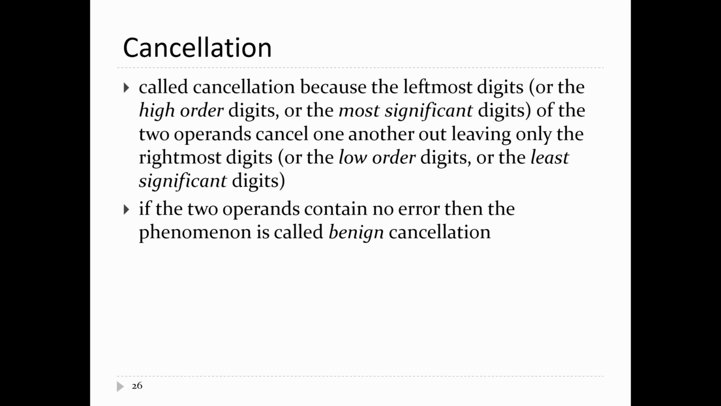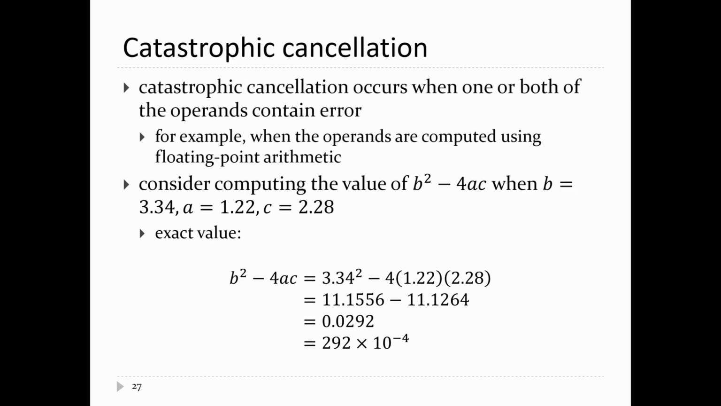The problem is if you're working in floating point, one or both of your numbers almost certainly has some sort of error in it. Either the two numbers you're subtracting can't be represented exactly in floating point, or you computed your second value or the first value, and in the process of computing that value, you've accumulated some error in the result. Now things become problematic. Catastrophic cancellation occurs when one or both of the operands contain some error.